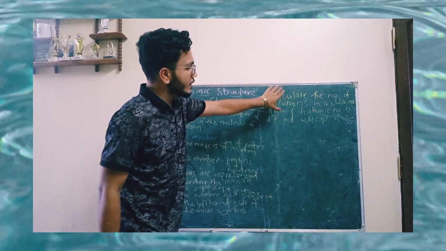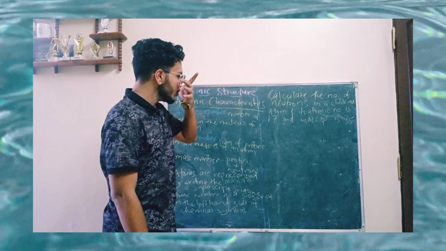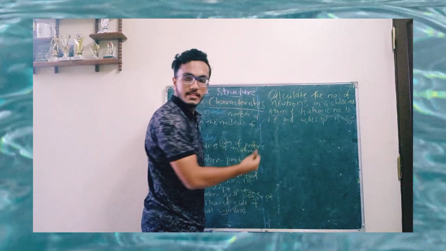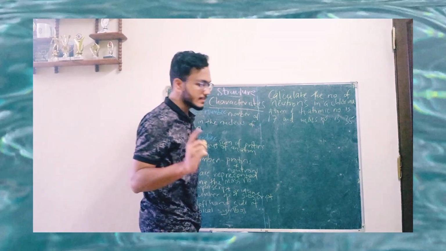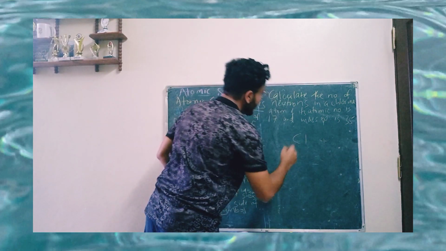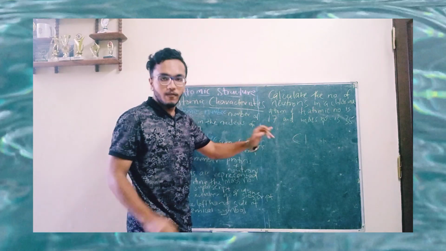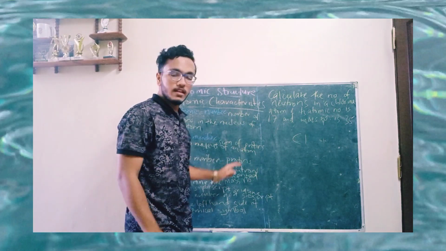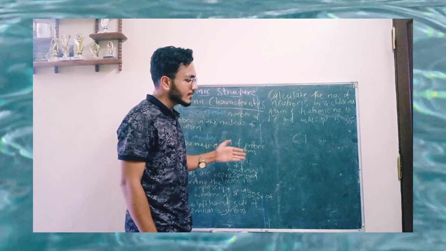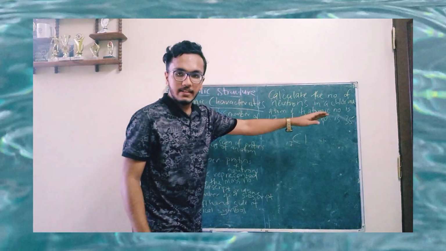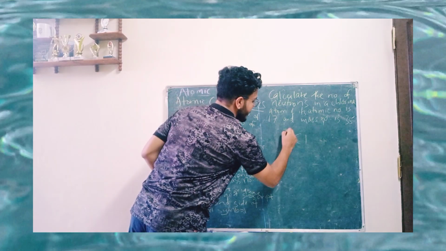Now if you want to represent this question chemically, what you can do is write the symbol of chlorine, which is Cl. So you write Cl. What is the atomic number? Atomic number is 17. How is atomic number written? Subscript on the left hand side. So atomic number is 17 and mass number is 35, superscript on the left hand side.